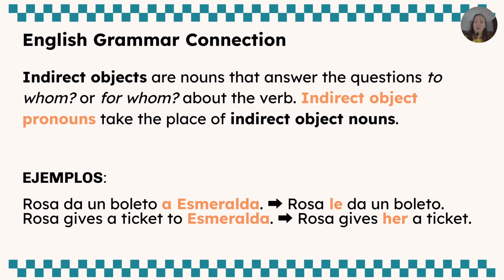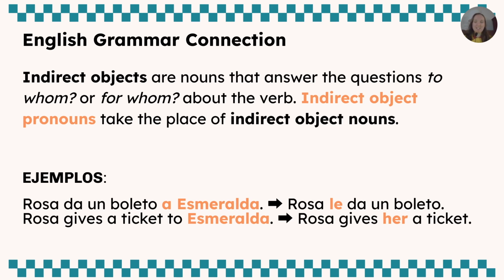So if we look at our examples, we have Rosa gives a ticket to Esmeralda. Esmeralda, in this case, is our indirect object. To whom does Rosa give a ticket? She gives a ticket to Esmeralda. In Spanish, that would be Rosa da un boleto a Esmeralda.